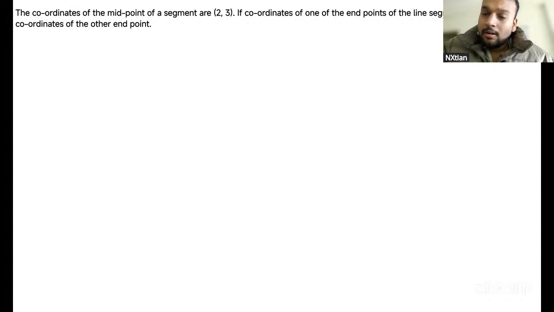So the coordinates of, now this question is very important. The coordinates of a midpoint segment are 2, 3. If the coordinates of one end of this line segment are 6, 5, find the coordinates of the other endpoint. The question is saying there are three points, A, B, and P. Now the midpoint coordinates are given, which is 2, 3, and one end is given, which is 6, 5. Now we have to find the coordinates of this.